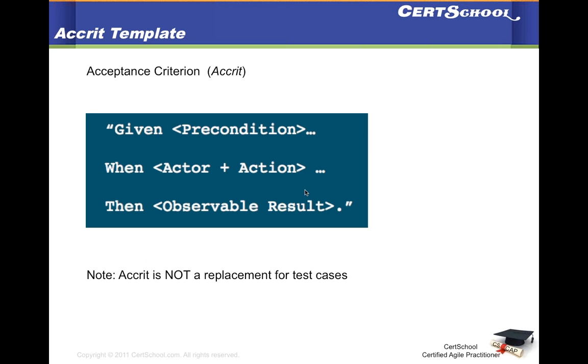Okay, so again, it has 3 parts to it. Okay, the first one is a precondition. So you start writing given certain precondition when a certain event happens, which is a combination of an actor and action. So when a particular event happens, then what are the observable results? Okay, so simple, 3-part elaboration, and you can understand that there's a lot of power in the simplicity of this template, just like we have for the user story template.